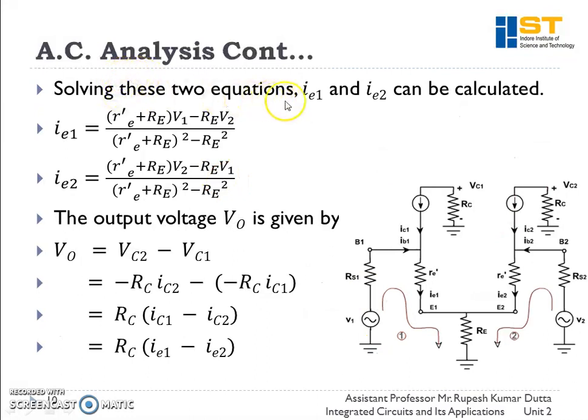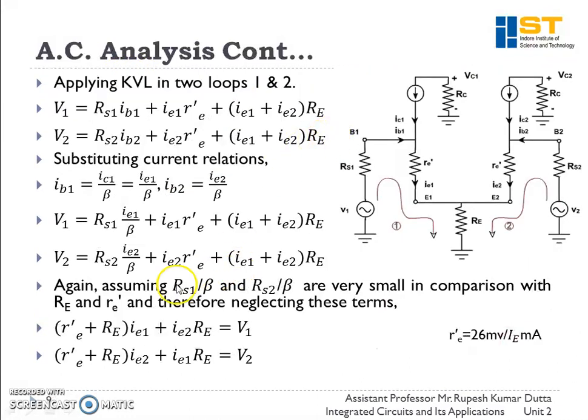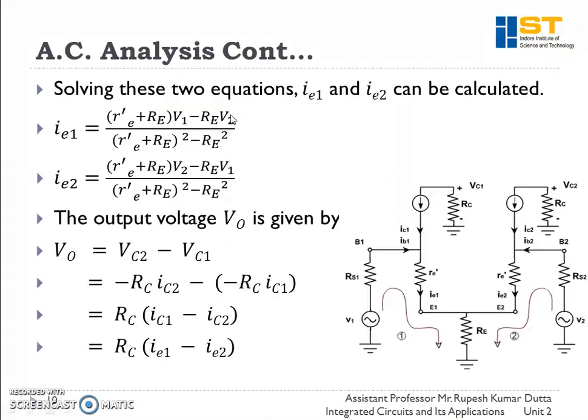Solving these two equations, we can get IE1 and IE2. We have to solve these two equations to get IE1 and IE2. So we get IE1 equals this and IE2 equals this value. Now we have to get the output voltage V0. So what is V0 voltage? V0 voltage is this drop minus this drop.